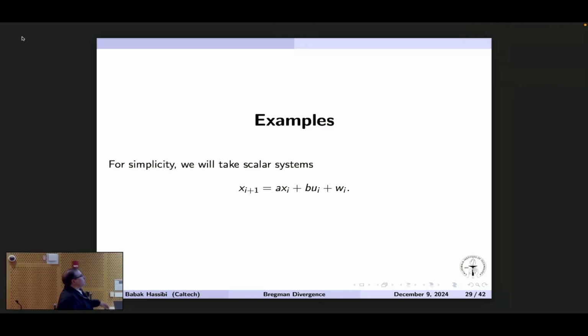Okay, let me just do some examples and then wind up. In these examples, because I don't want to get into Riccati equations, I'm going to do everything for a simple scalar system because I just want to demonstrate what we get. Okay, so the system will be, because I can do everything closed form here, a scalar system, this scalar system.